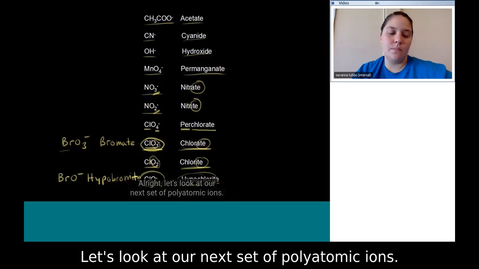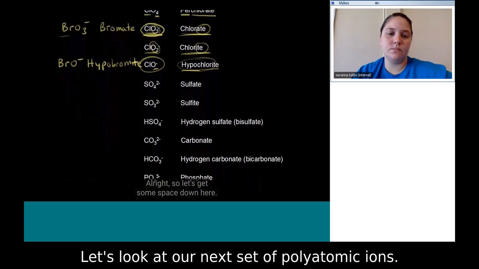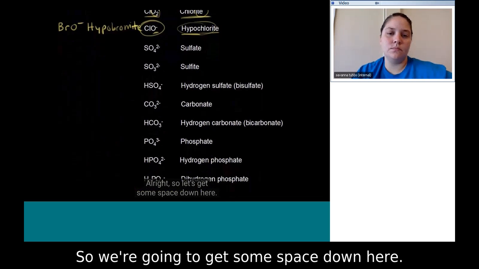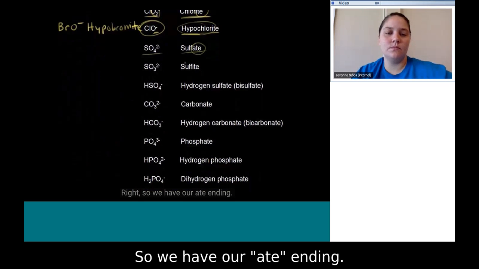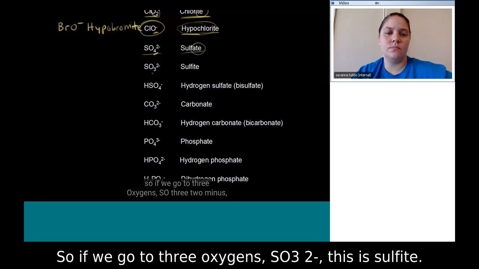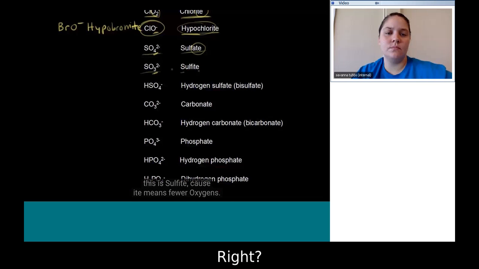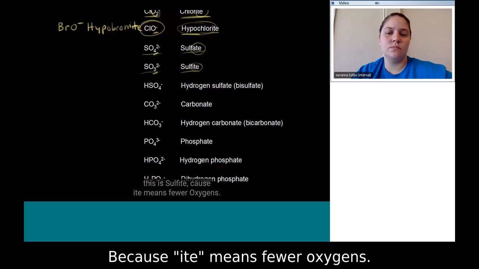All right, let's look at our next set of polyatomic ions. All right, so let's get some space down here. So we have SO4 2- called sulfate, right? So we have our ate ending. And then we have 4 oxygens. So if we go to 3 oxygens, SO3 2-, this is sulfite, right? Because ite means fewer oxygens.